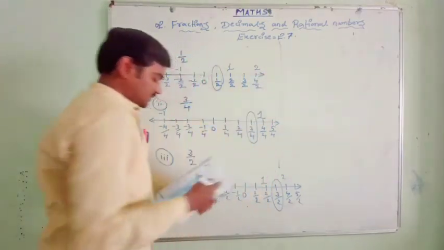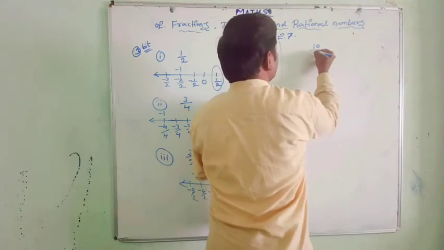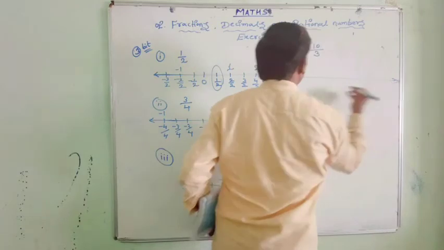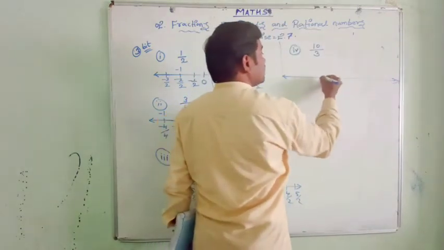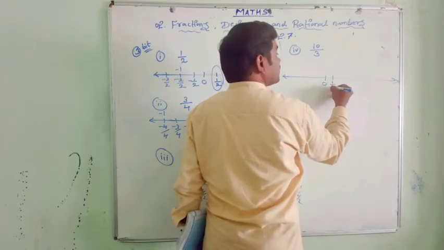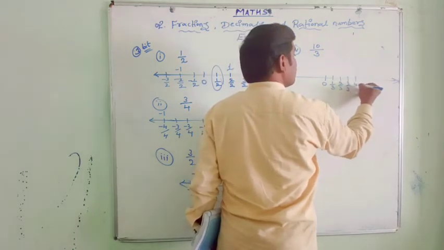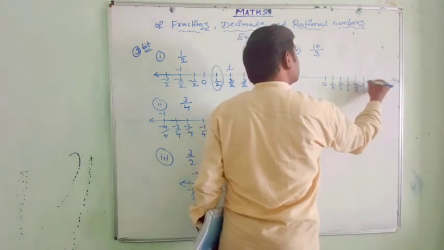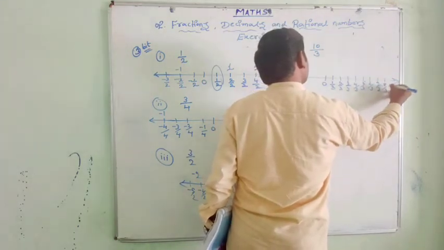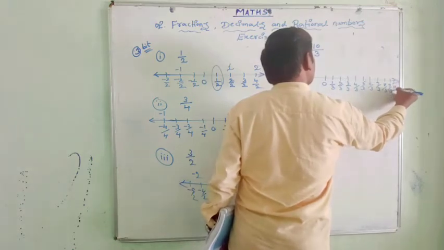Then next, 10 by 3, that is the fourth one. We have to mark 10 by 3. Let us try it here. It is 0 here, then 1 by 3, 2 by 3, 3 by 3, 4 by 3, 5 by 3, 6 by 3, 7 by 3, 8 by 3, 9 by 3. Here it is 10 by 3.